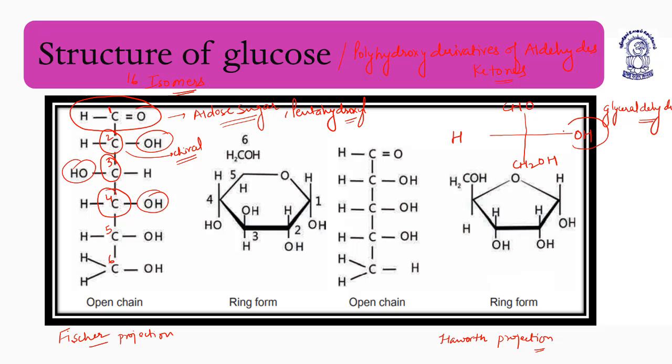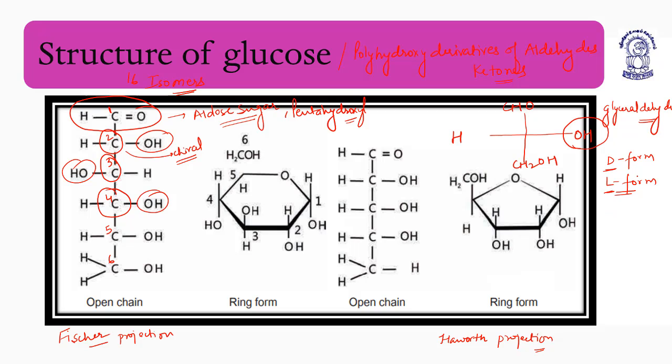If the OH group is on the right side, then it is the capital D form. And if the OH group is on the left side, then it is L form. Capital D and capital L, they are relative configurations. They are not optical isomerism products like dextro or levo. Capital D and capital L doesn't mean dextro or levo. They are just saying that the OH group is present on which side of the plane.